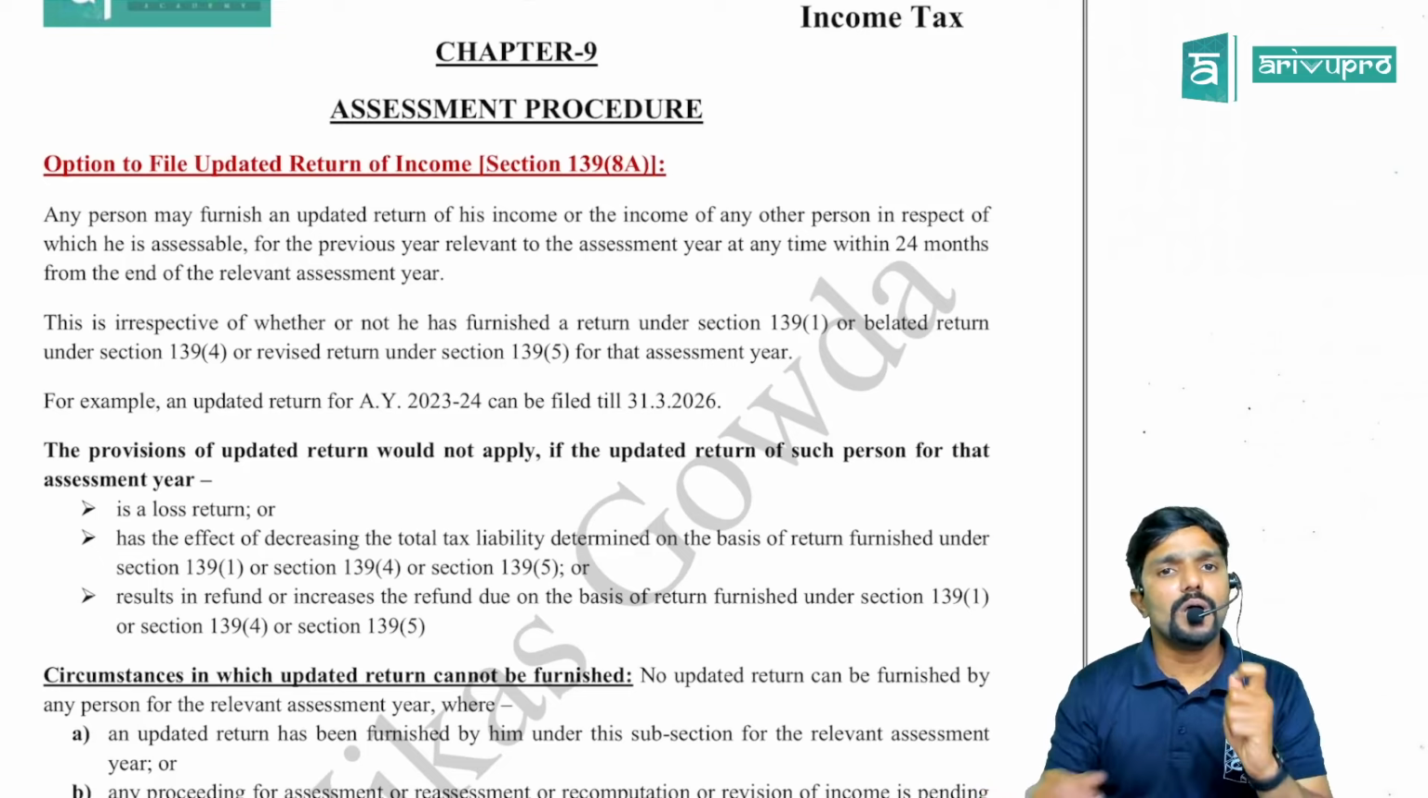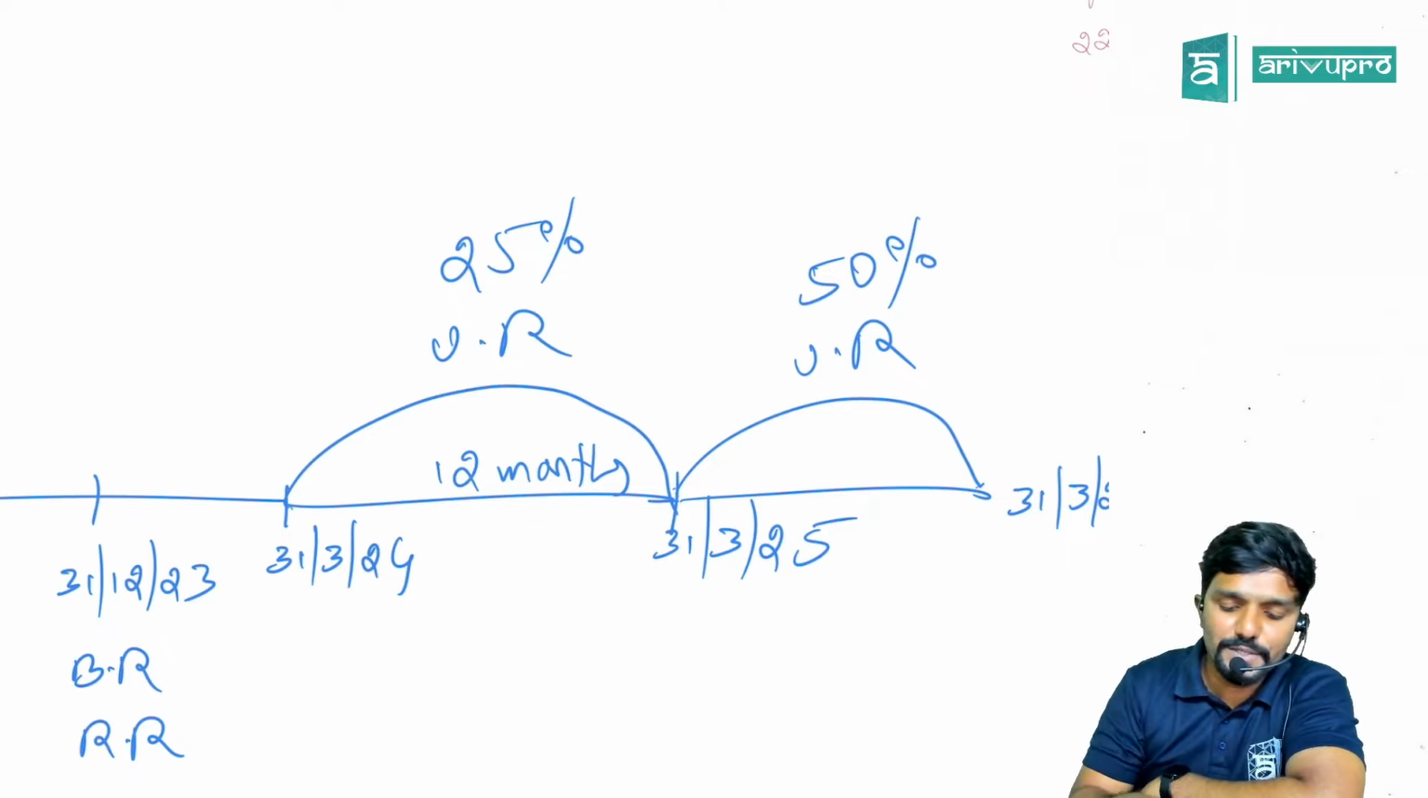So for example, here, what is the deadline to file the updated return? 31st March 26. So I am filing the updated return within this time, guys, after 12 months but before 24 months. In that case, what is the additional amount? 50%. Here, if it is 25%. Is that clear? So simple, you already know, na?